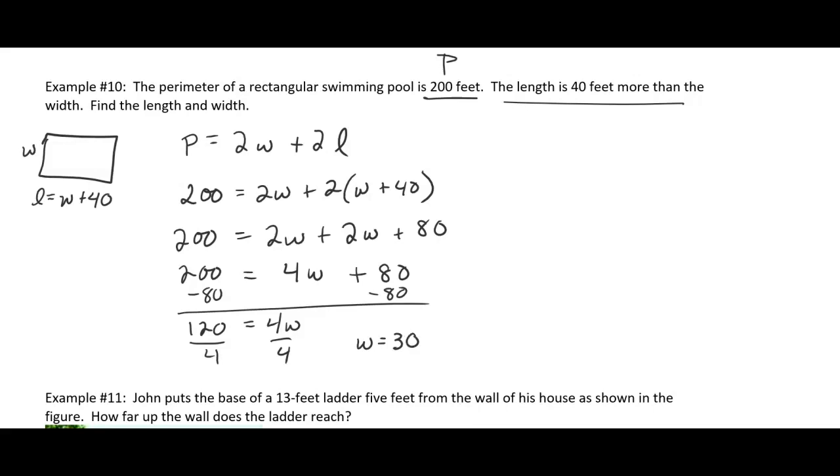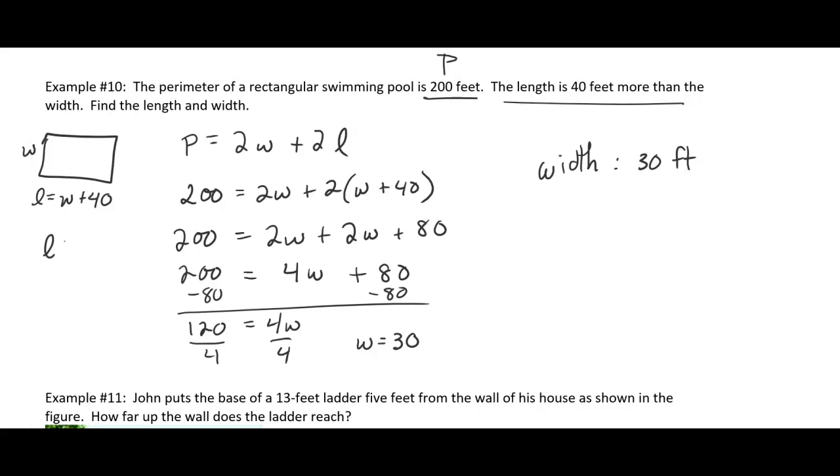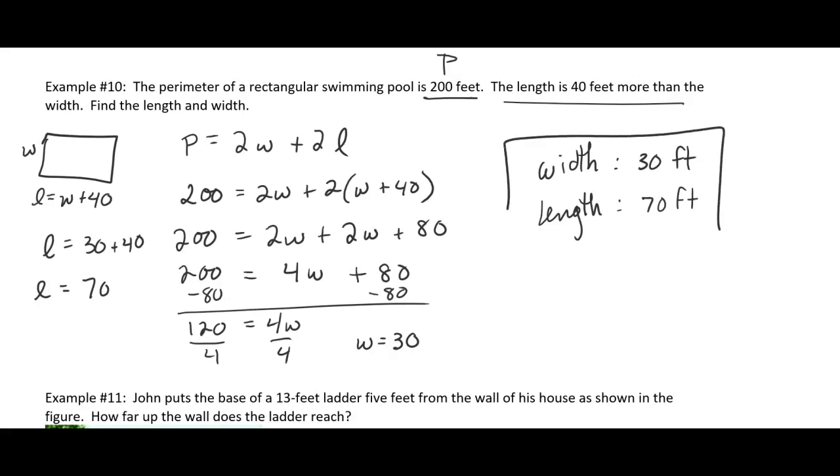So that means the width, it says find the length and the width. Width, 30 feet. And the length, okay, so the length is 30 plus 40, because the width is 30, so the length is going to be 70 feet. Length, 70 feet. And if you think about that, one width and one length would be 100, so you have two of them, so that'd be 200.